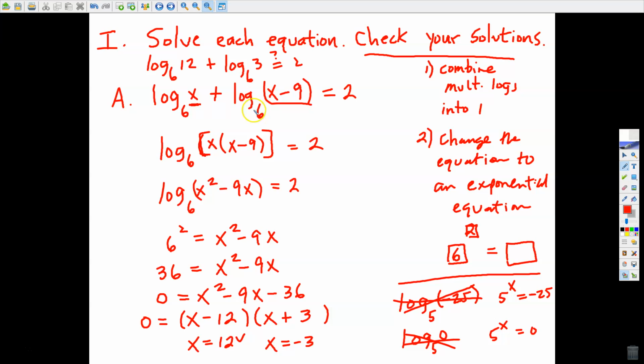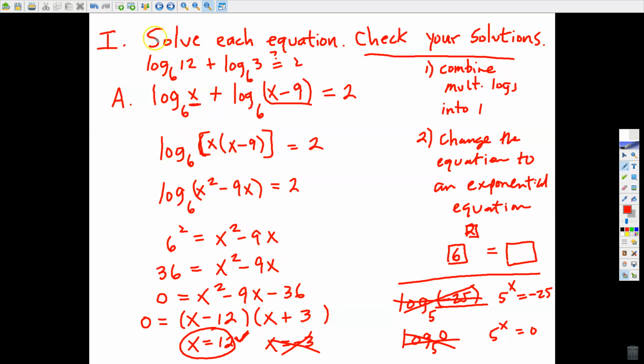But negative 3 creates a problem, because if I let x be negative 3, then I'm trying to take the log of a negative number, which is not possible. So even though I came up with two answers, only one of them is a good answer. This one I'm just going to mark out. It's good that you come down to these two answers, because sometimes both of the answers will work. I'm not saying that all negative answers are bad. It just happens to be the case in this problem.